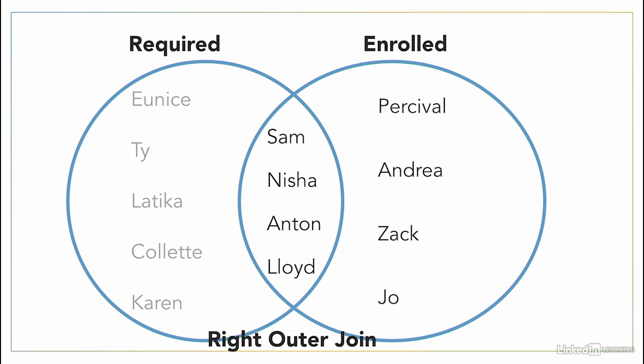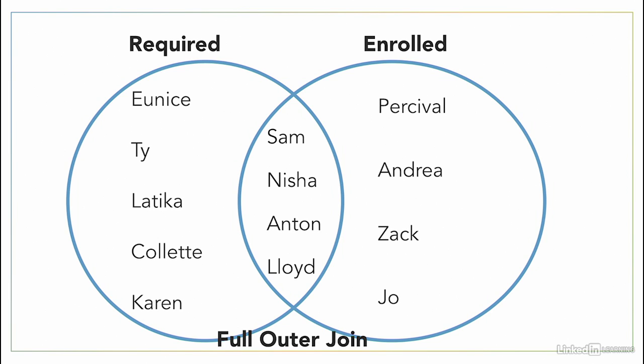Right outer join, everybody on the right side, whether they have a match or not on the left side. That's everybody who's enrolled, whether they're required or not. Right anti-join, everybody on the right side who does not have a match on the left side. Full outer join, this is everybody, left side, right side, and if they have a match, they are matched up.